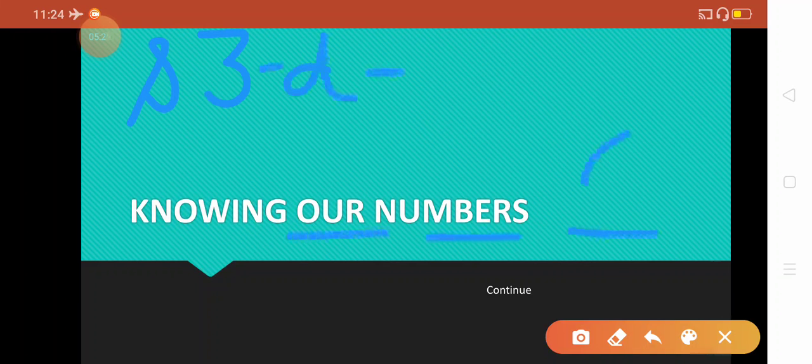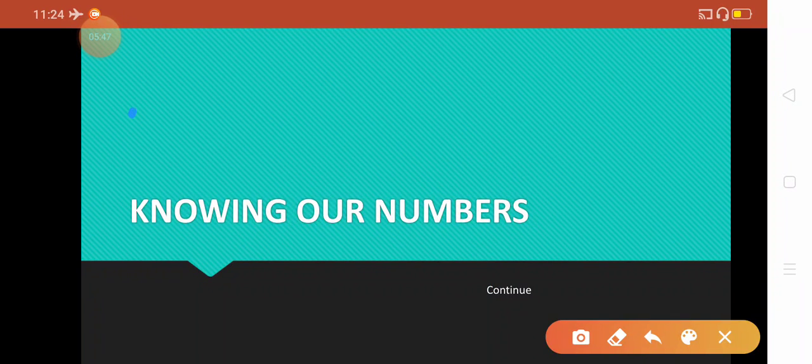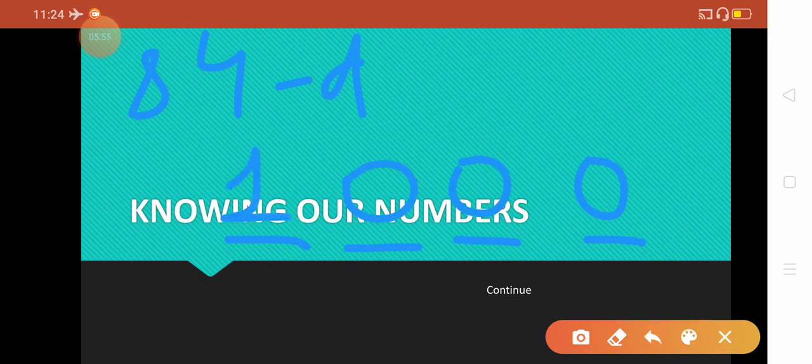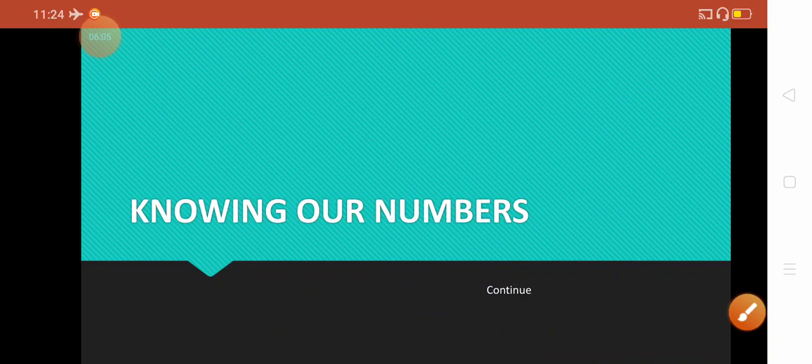Smallest number is 0, so 0 0, put 2 places here, 1 place left, we will put 1 here. So 100 is the smallest 3 digit number, and the greatest 3 digit number is 999. Smallest 4 digit: 4 places, 0 0 0, but here we will put 1, and the greatest 4 digit is 9999. So this is the smallest 4 digit, this is the greatest 4 digit. Understand? Now we will go to our topic.